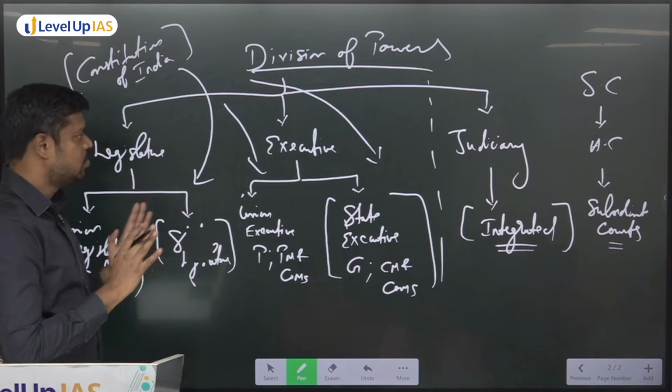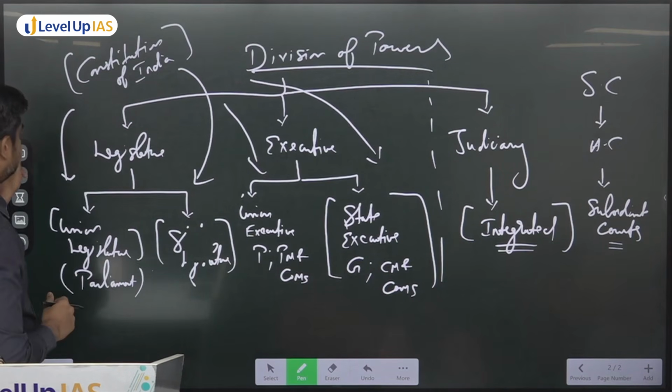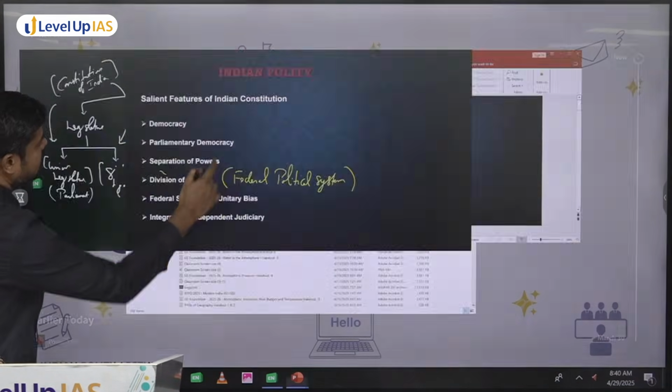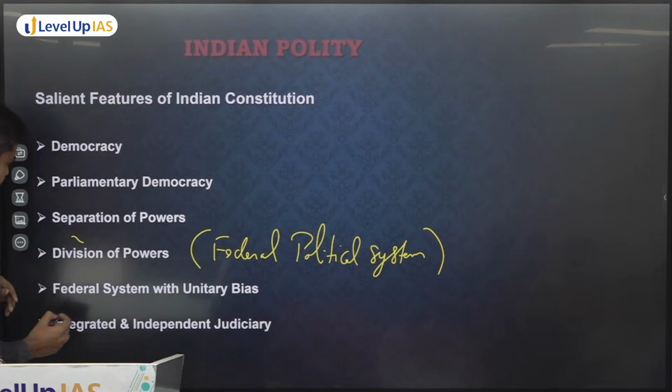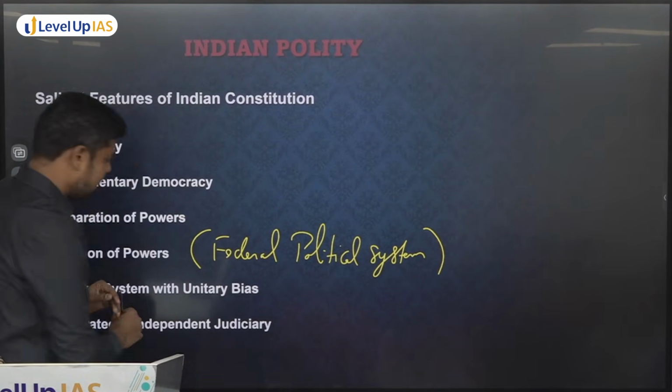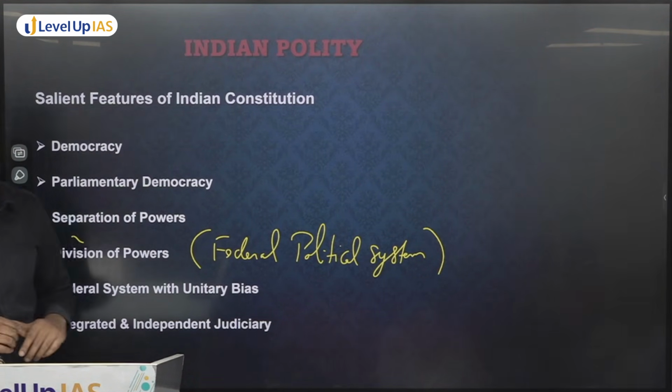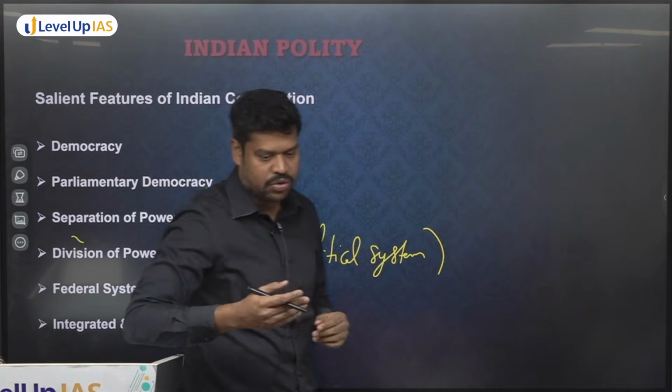Alright. So try to understand these basic things. Now please come to the next concept, that is a federal system with unitary bias. That is again an important feature of the Indian Constitution.